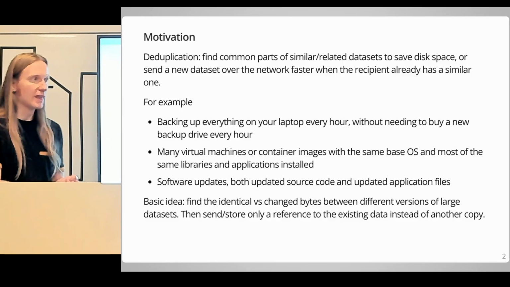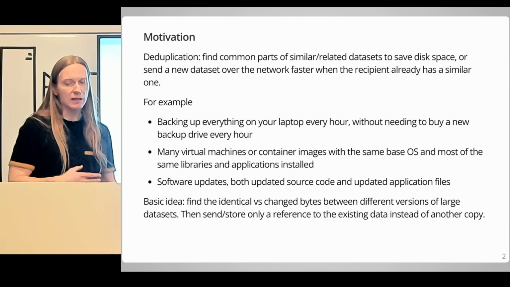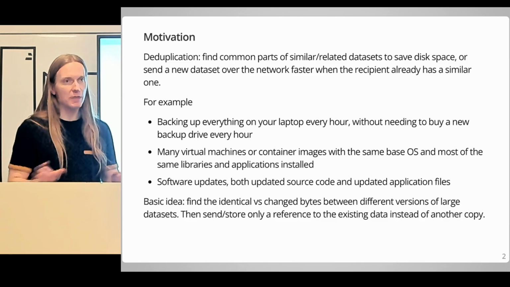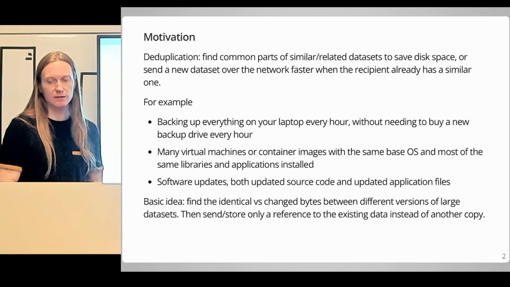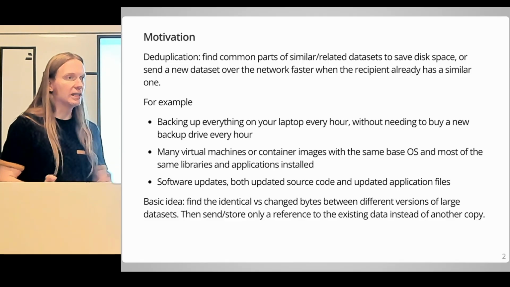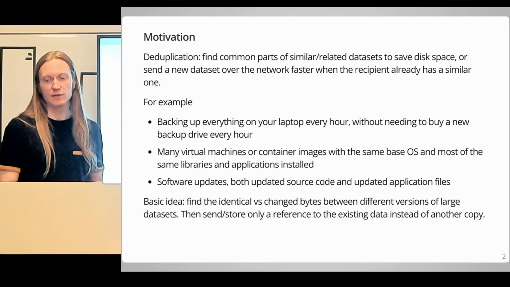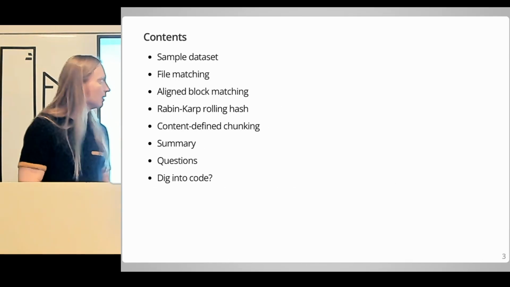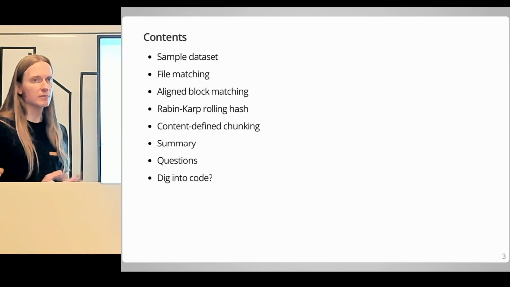So the basic thing we want to do here is find the identical bytes, find the changed bytes, be able to tell the identical versus changed bytes between different versions of large data sets, and then send or store only a reference when we know that we already have a copy of some part of this data.